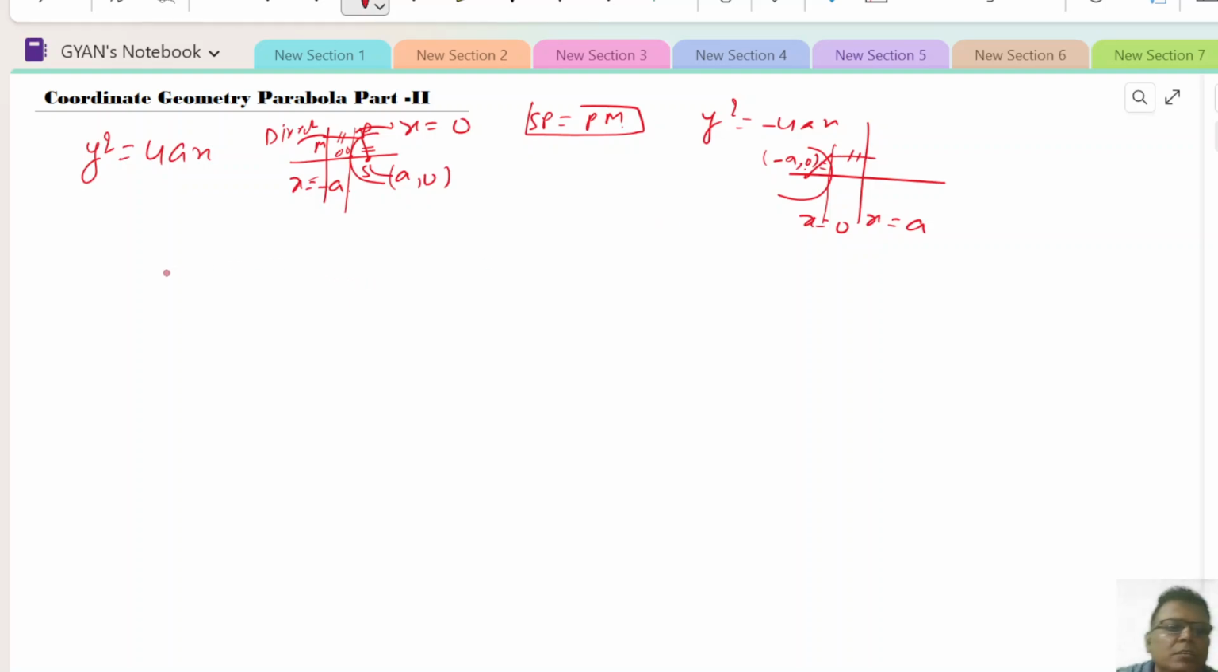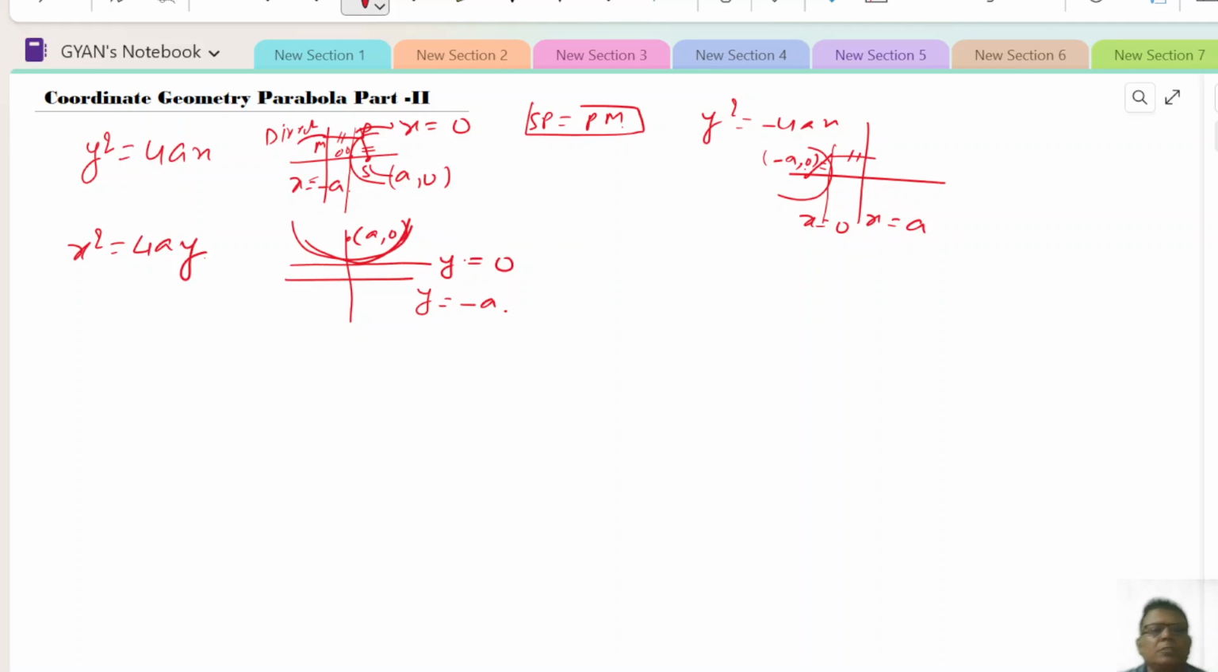Now come to the equation x square is equal to 4ay. So this will be like this. The axis equation will be x is equal to 0, and the directrix equation is y is equal to minus a, and the focus is (0, a).